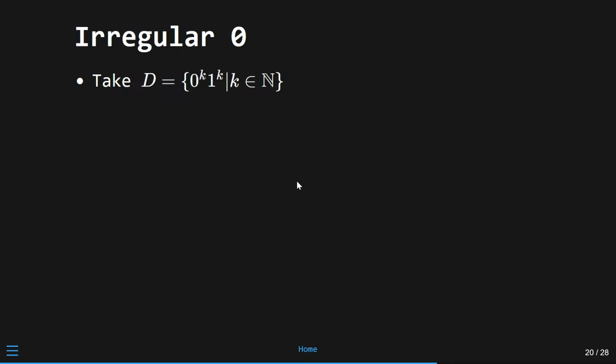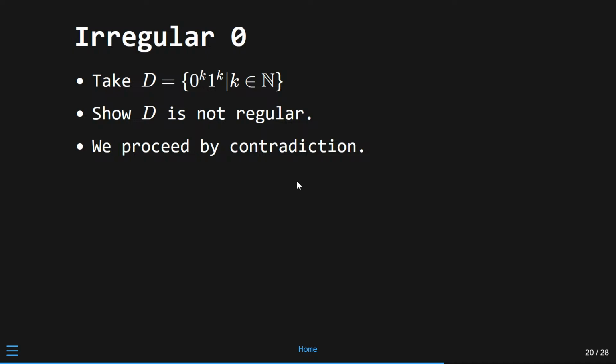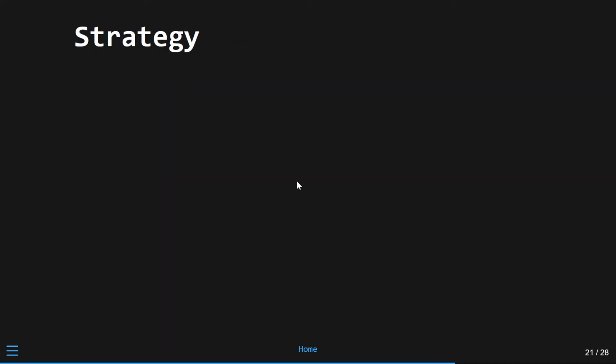This was one of the first things we saw. Equal number of zeros and ones. Why can't we do this? Well, it's not so bad. We're going to assume it's regular, and then we're going to violate the pumping lemma, and then it will not be regular. Okay? Let's assume D is regular. That means we can apply the pumping lemma, direct contradiction.